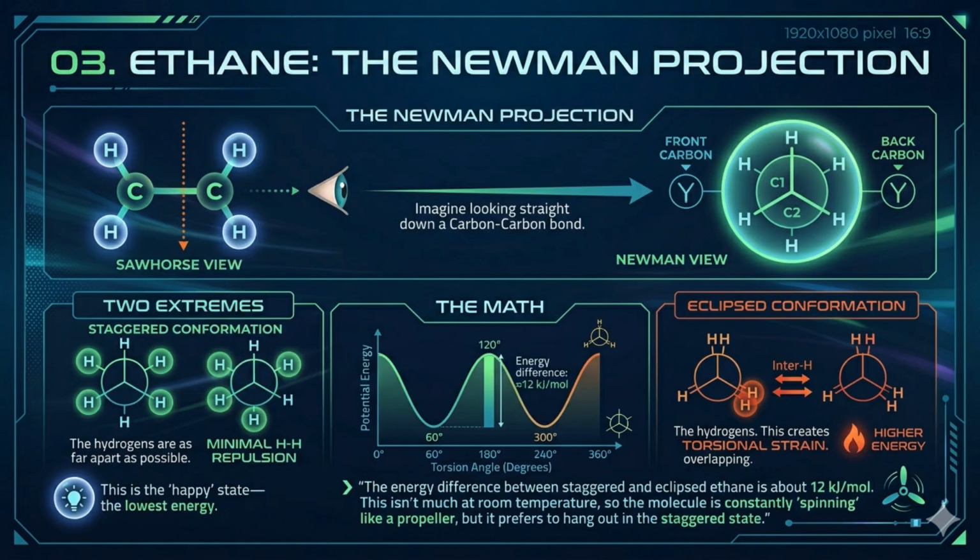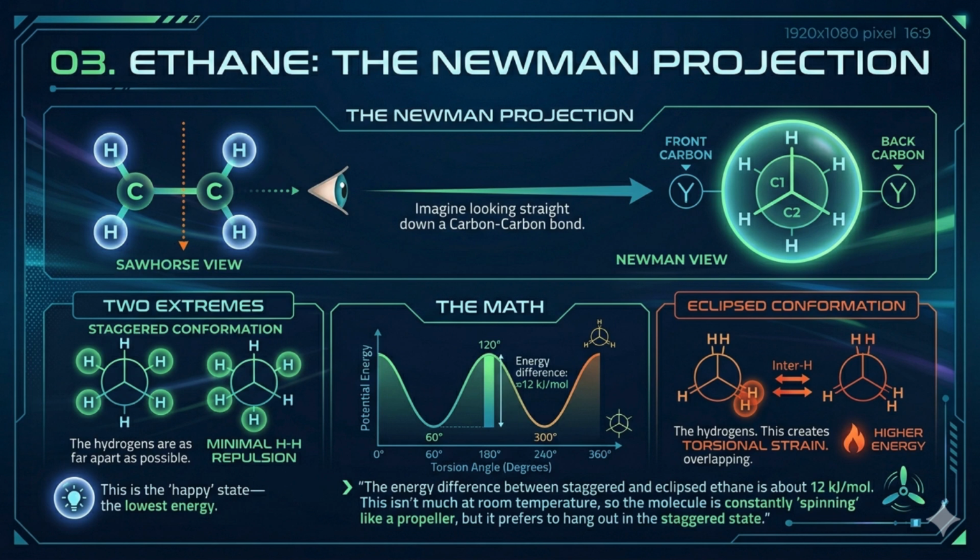Welcome to Module 3: Ethane and the Newman projection. To truly understand how molecules behave, we have to look at them from the right angle. On the top left, we have the sawhorse view of an ethane molecule. But imagine physically moving your perspective to look straight down that central carbon-carbon bond. This perspective gives us the Newman projection.